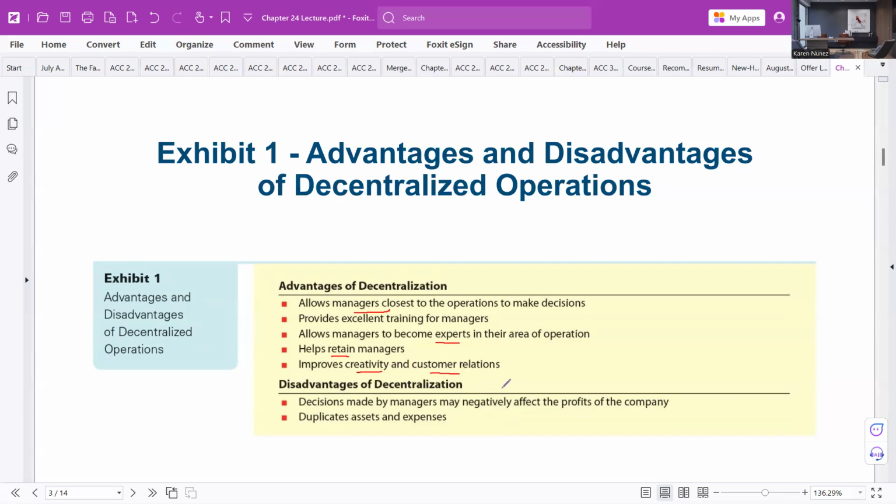But unfortunately, some of the disadvantages are that sometimes you can see negative effects on profits because sometimes you have managers that are making decisions that will enhance them personally as opposed to decisions that will enhance the company. So that is a potential disadvantage. And sometimes you get duplication of assets and duplication of expenses because you have things spread out so much.